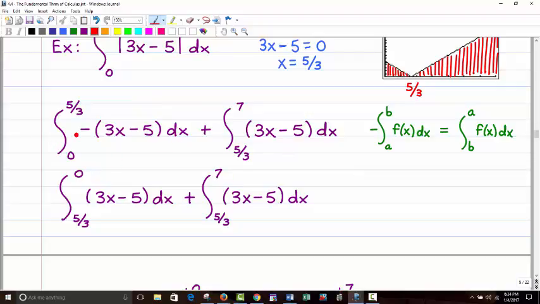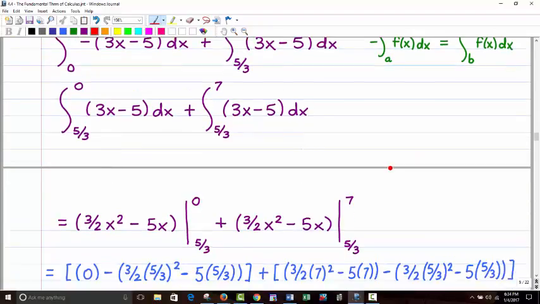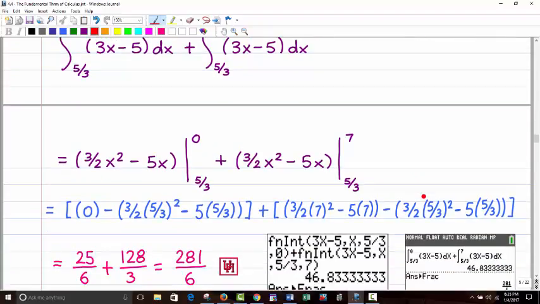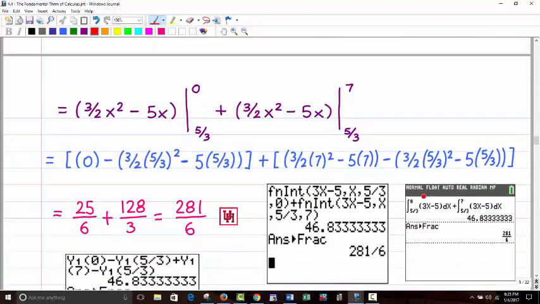And what I did here, I used my little negative trick by flipping the limits over, and the negative killed that negative. So I have the same antiderivative in both cases here. The antiderivative of 3x minus 5 would be 3/2 x squared minus 5x. We have 0 and 5/3, same antiderivative, 7 and 5/3. You can use a calculator to plug all this in. I worked it out old school here. I might have used a calculator for part of that, but I got 281 over 6.